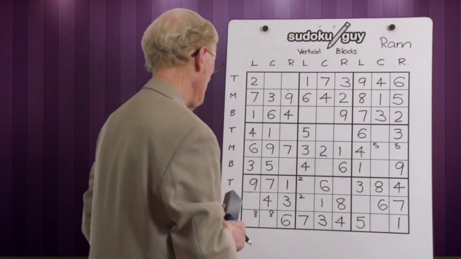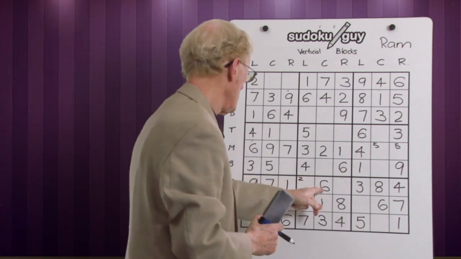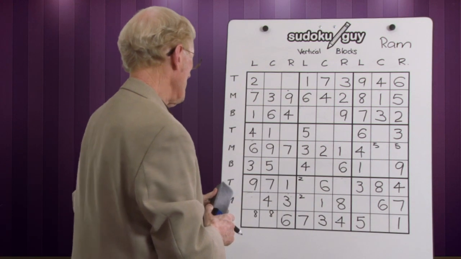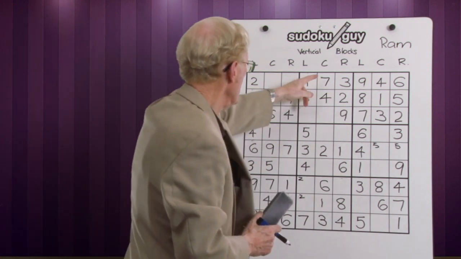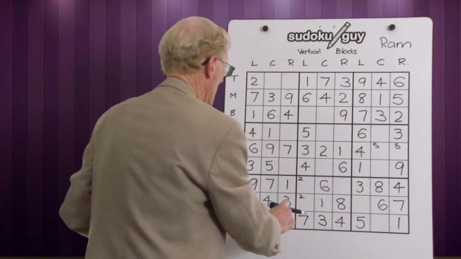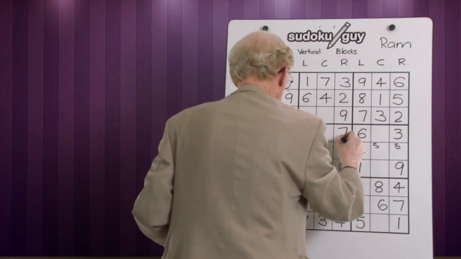5s. We have 1 5. That doesn't help us. 6s. We have a center, a right, and a left. We're done. 7s. We have a center, a left, so this one has to have it on the right. Left, center, right. That's the only place it can go.